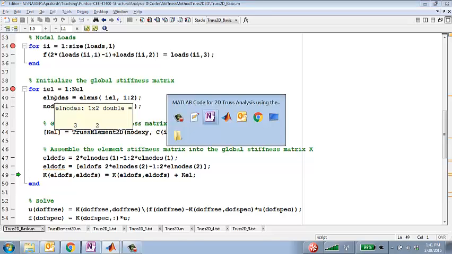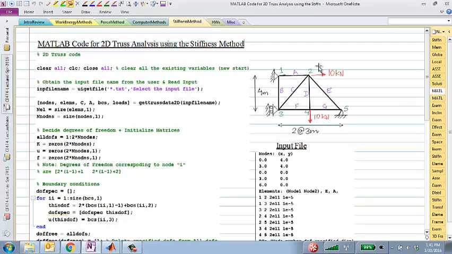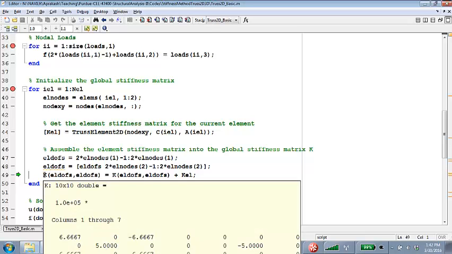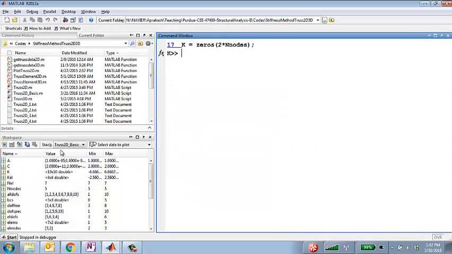So obviously element 3, we can say that it's connected to 2, 3 or 2 and 3 or 3 and 2. It's the same thing. Okay, so in this case, the order does not matter. So that's why we have element degrees of freedom, which come out to be 5 and 6, which is for node 3, and 3 and 4, which is for node 2. And at this point, all we need to do is to go to the global stiffness matrix.